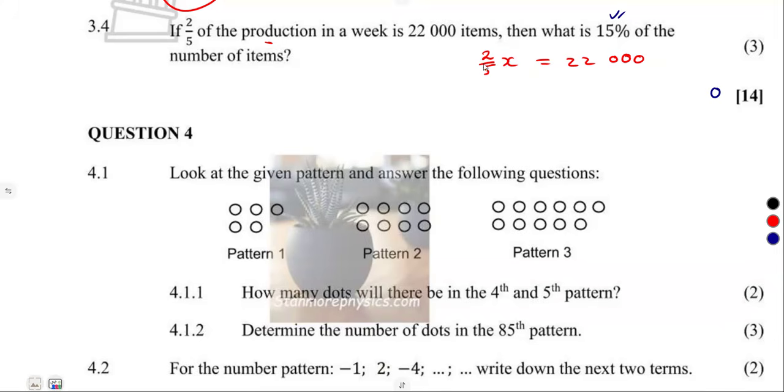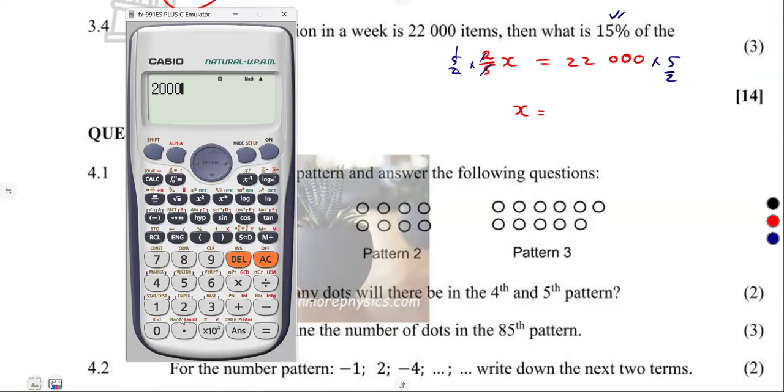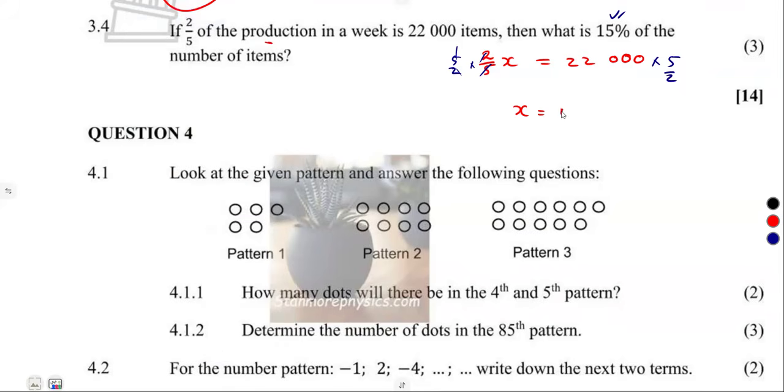So how can you find X? This is 2 over 5 multiplied by the reciprocal 5 over 2. So this can cancel, and you remain with X. So X is simply going to be 22,000 times 5 over 2, or cross multiply, whatever way that you understand, guys. So many ways of answering. 22,000 times 5 over 2 is going to give us 55,000. So this is the value of X, 55,000.